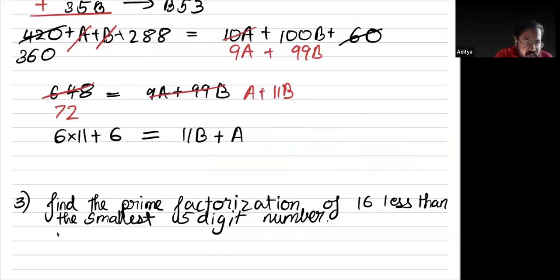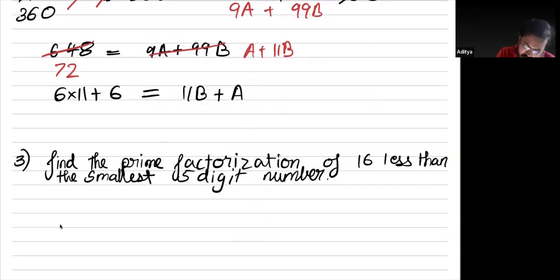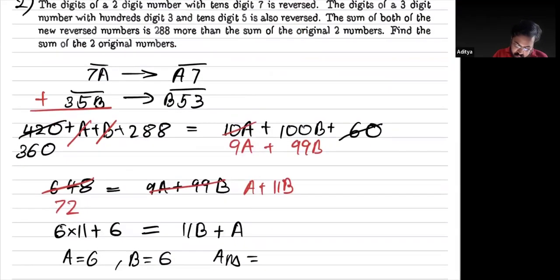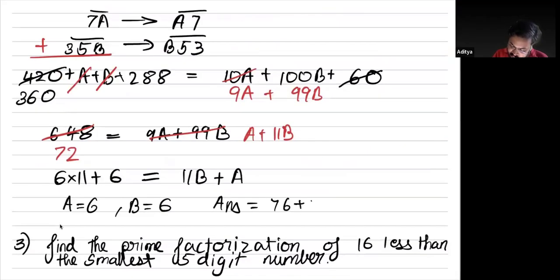Debabrata, correct. Aksaj, Aksaj is the correct pronunciation of your name. Aksaj and Adya, correct. Neelansh also correct. Very good. So from here we get a equal to 6, b equal to 6. So the sum or answer is equal to 76 plus 356, or 432.